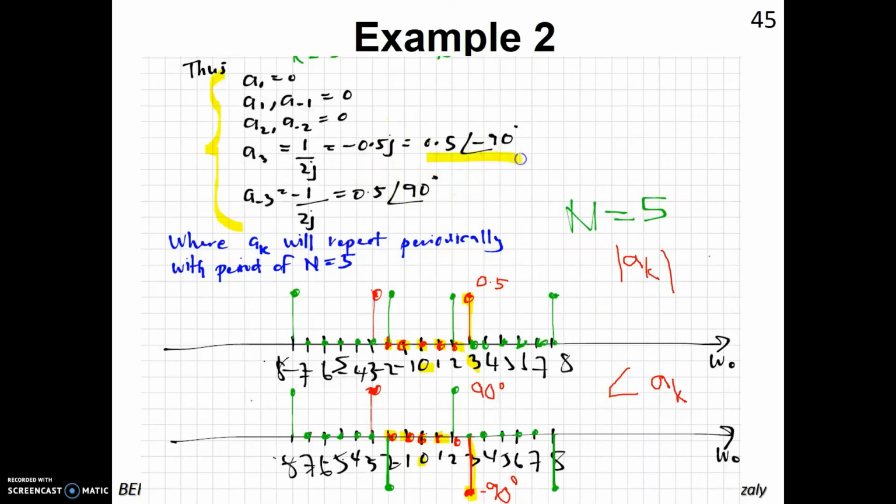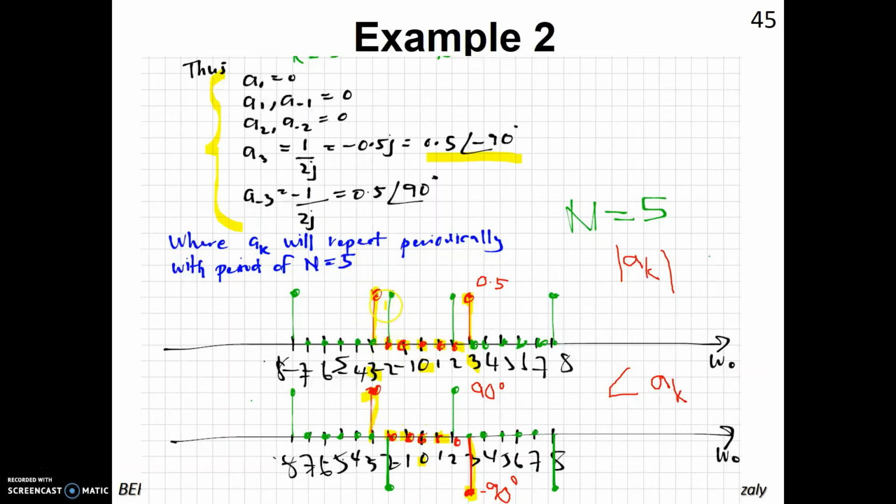So you have the plot for this one. And next we go to a_minus 3. For a_minus 3, the amplitude is 0.5. So where is 3? 3 is here. So you have 0.5, and the phase is 90 degrees.